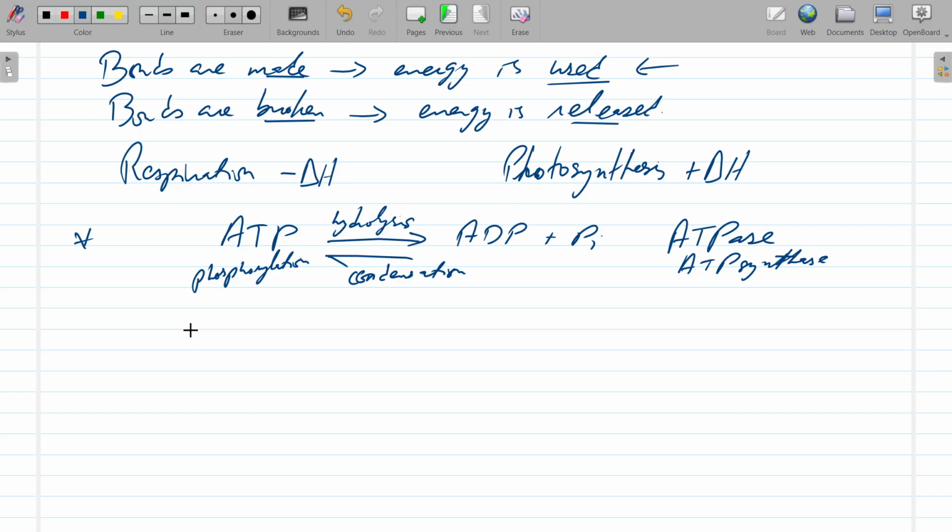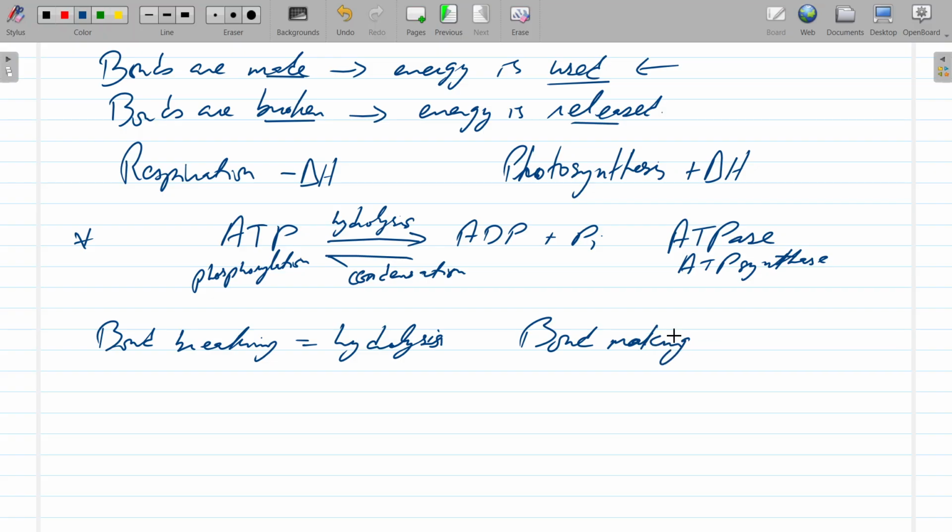Okay, so I'll just write: bond breaking is hydrolysis, and bond making is condensation. And yeah, so we are done with section A.